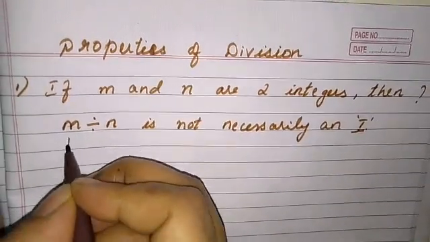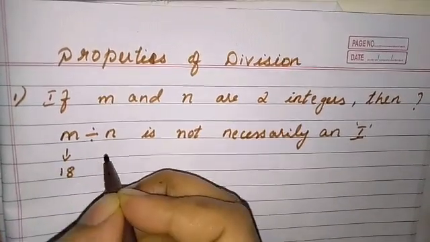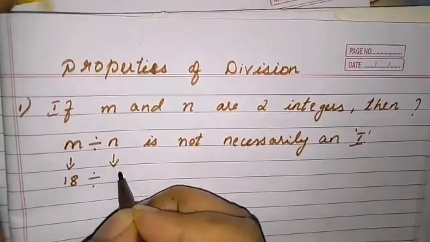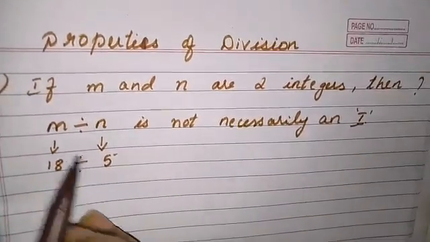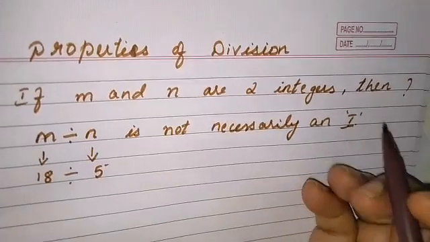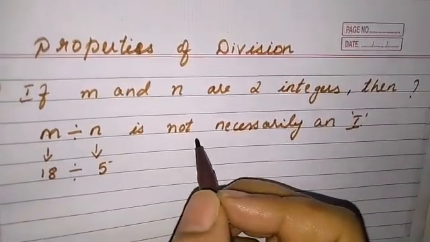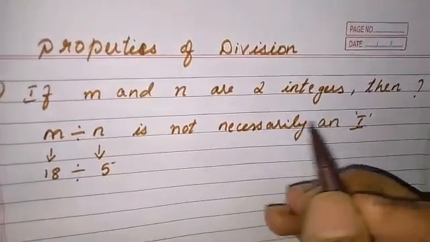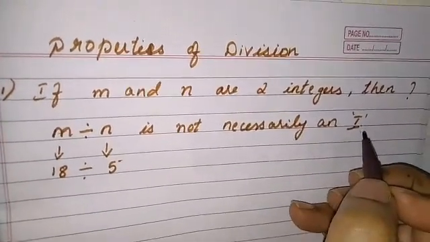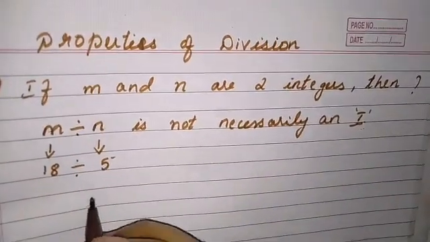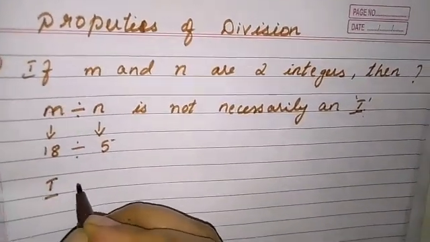I'll take the value of m to be 18, and I'll take the value of n to be 5. So I have m and n. Now I have to prove that the answer that I get here should not be an integer. You remember what integers are? What we did yesterday? I'll quickly reiterate that.